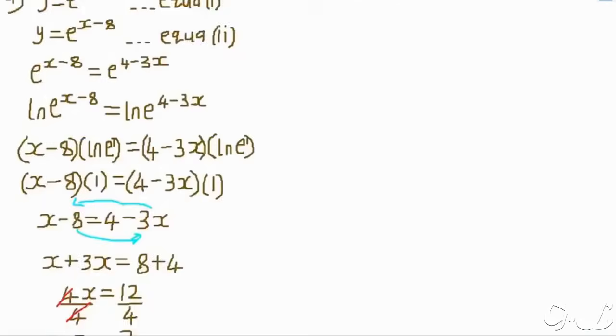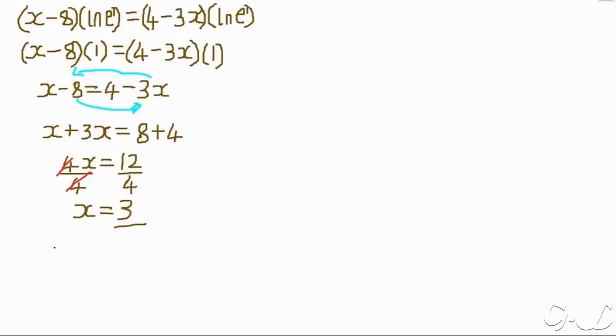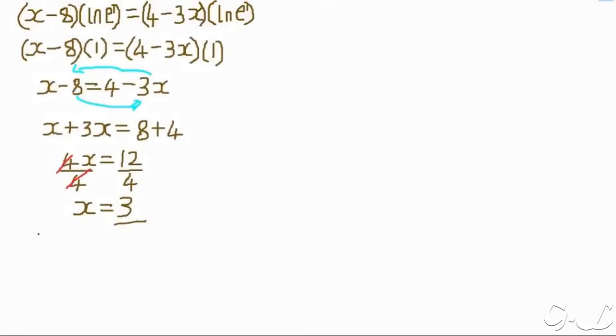Now we are remaining with the y coordinate. How do we find the y coordinate? We have to select one equation. You can get any equation. You can get equation 1 or equation 2, but in this video tutorial we chose equation 1. So we have to write equation 1. Okay, so equation 1 is y is equal to e to the 4 minus 3x, like that.